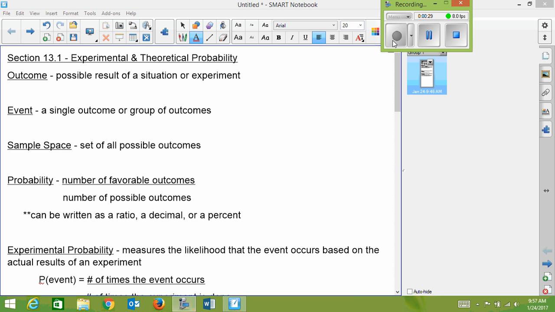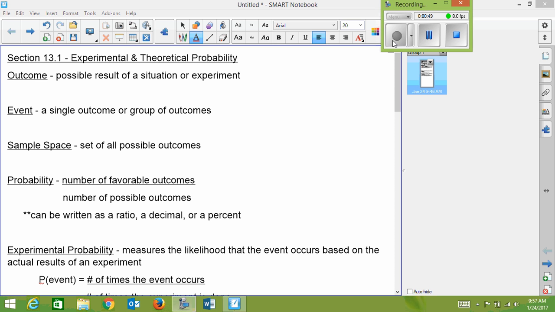So if I flip a coin, the result is an outcome. If I flip a coin 10 times, that group of outcomes is called an event. And the sample space would be a head or a tail, because those are the two possible outcomes I would have from flipping a coin.